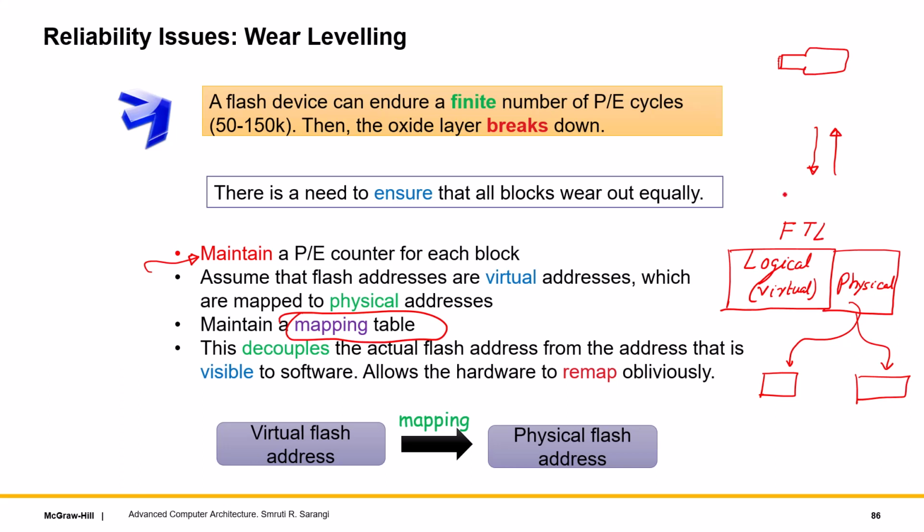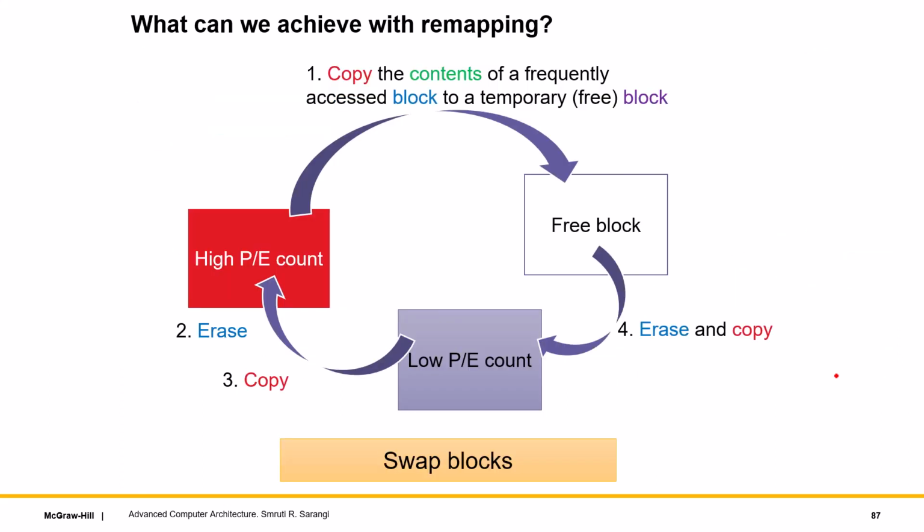So in reality, we have a small DRAM cache, or we may have a small DRAM cache. I'm not saying that all devices would have one. Then we would have these tables, of course, to ensure an even wear out. So this is known as wear leveling. What do we achieve with remapping?